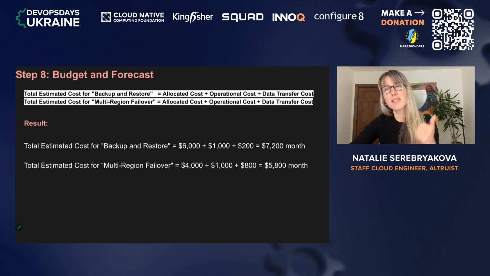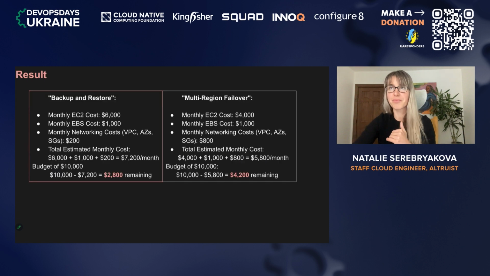Budget and forecast. So this was step 8, the final step I was trying to get to. I got my 6K, which I define as my factor, my 1000K for operation cost, my data transfer I said is going to be 200, so total 7,200 and 5,800 for these two strategies. And here is the result of this short talk and quick assumption that everyone can do right on a napkin. Basically, I'm still not exceeding my budget, which was 10K in both cases.